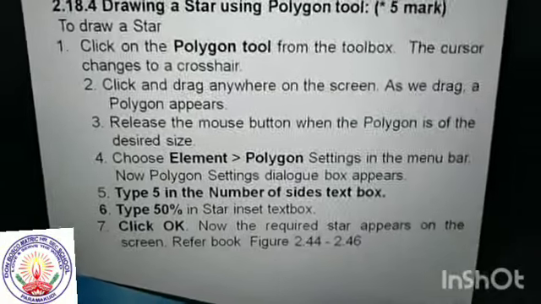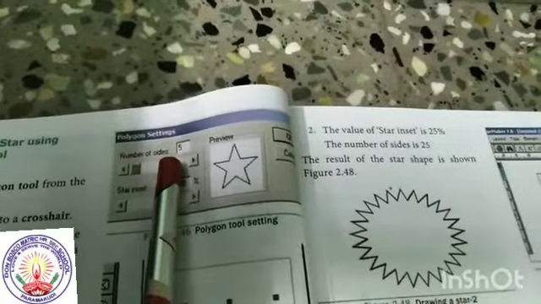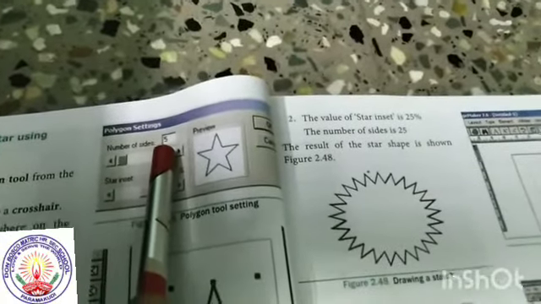You have to refer to your book, 2.44 to 2.46. Here you have to see. Click the polygon tool and draw in the working space area. After that select the Element menu, go to the Polygon Settings command, and the polygon settings dialog box appears. Here you type the number of sides, how many sides you need. Here we apply only 5.